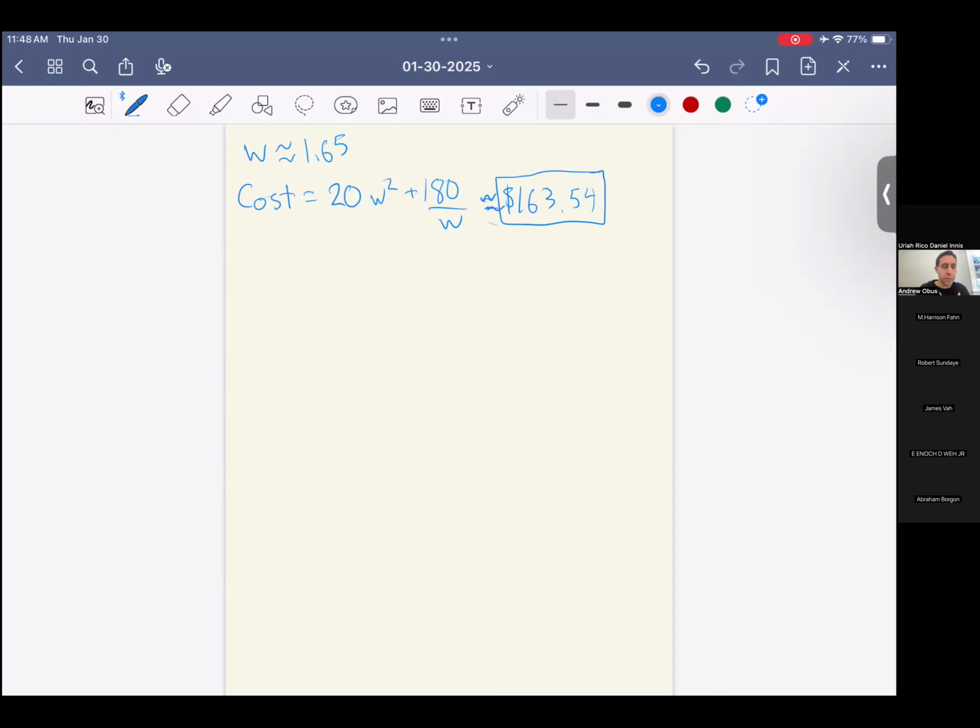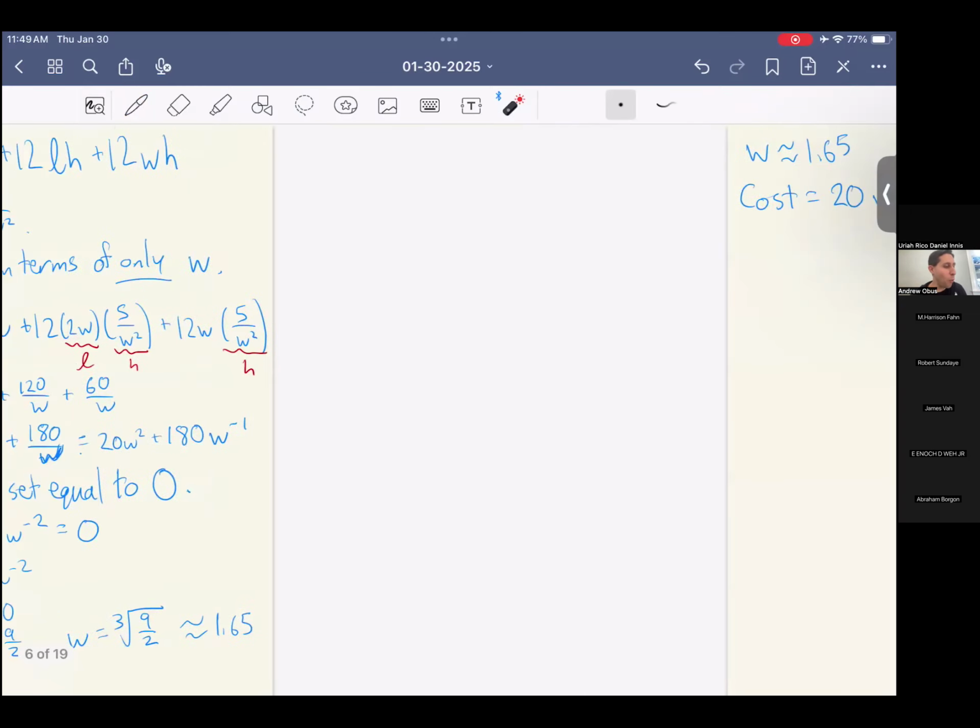Yeah, I think this is what we have. Okay, so this should be about $163.54. Okay, so that's how much it costs to build one of these boxes if you do it in the cheapest possible way, which is to make it so that the width is 1.65.